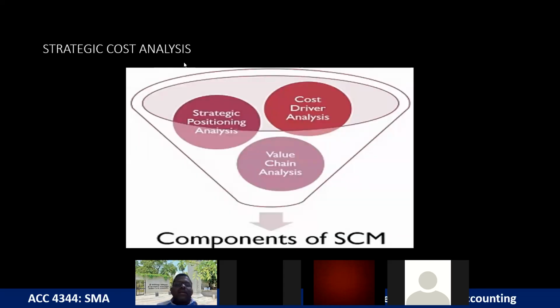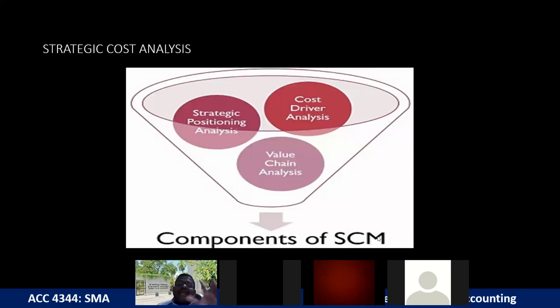Next, strategic cost analysis. So far we discussed the first one, which is strategically identifying SBUs. The second one is strategic cost analysis. This is also called strategic cost management.